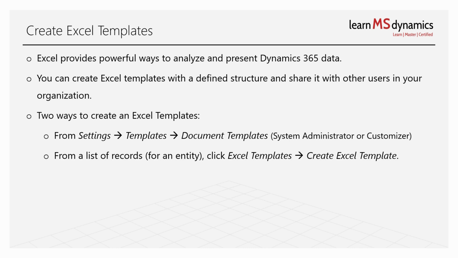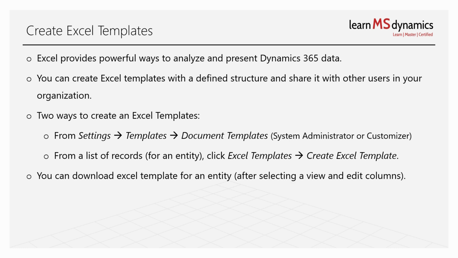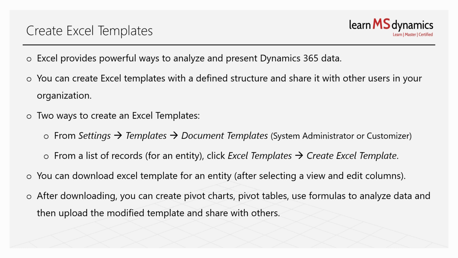The other way is from the list of records for any entity. So for example, if you want to create an Excel template for accounts entity, you need to go to accounts in your web application, and from there you can click Excel templates and create Excel template. So I'm going to show you how you can do that. After that you need to select the view as well as edit columns to download the Excel template for that particular entity. After downloading, you can create pivot charts, pivot tables, and even use formulas to analyze data. And once you're done with the template, you can upload it back and share with others.